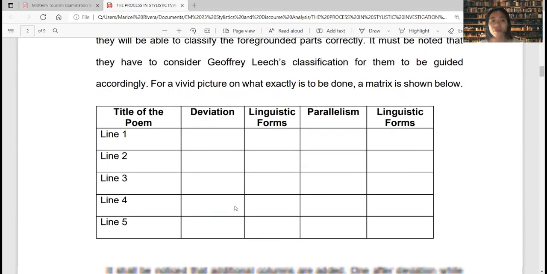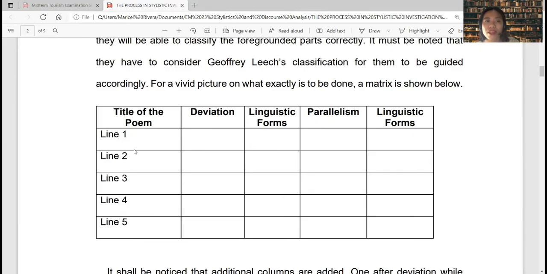So this is now the matrix here. Earlier in the example, there are 5 lines in your poem. The same thing, you just add two columns: deviation, then linguistic forms, parallelism, and then linguistic forms. And what we are going to do now is identify them.